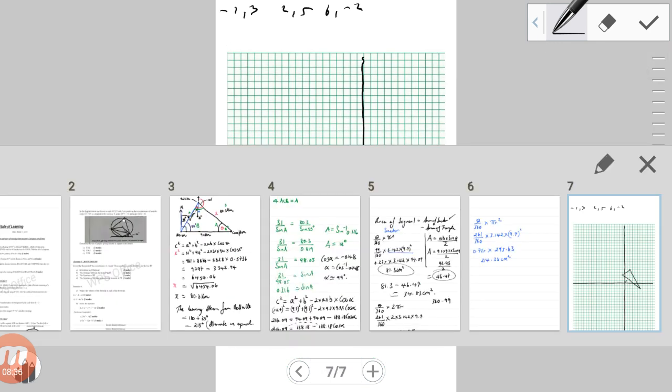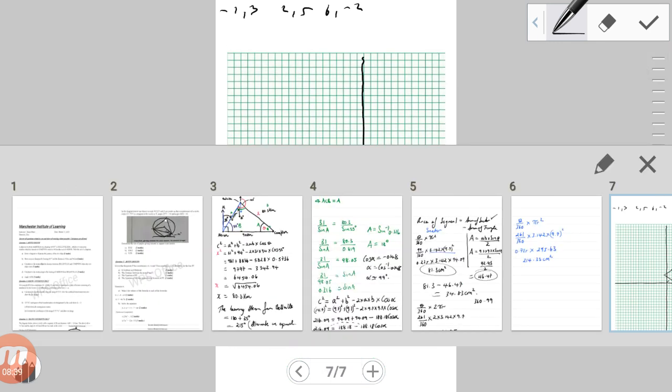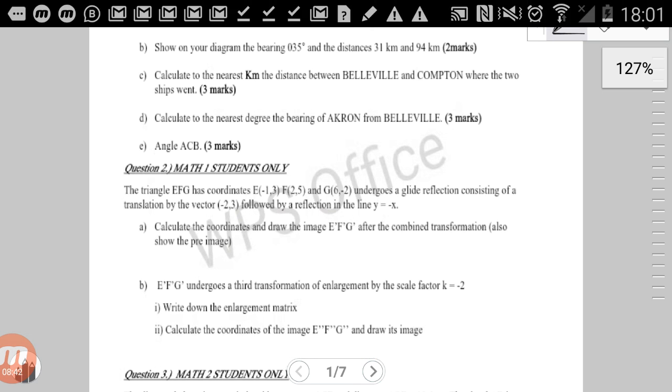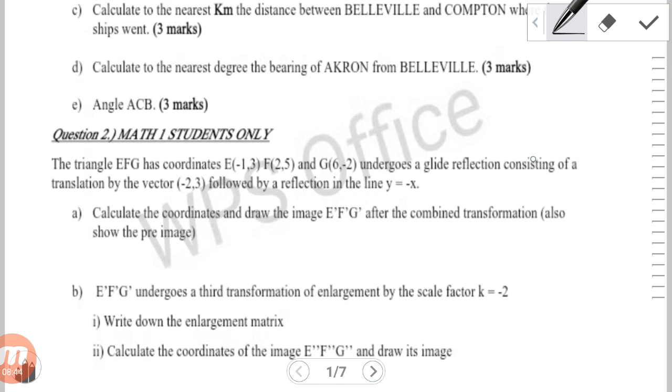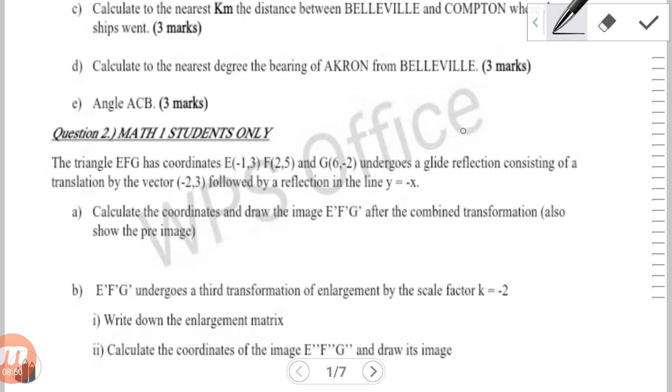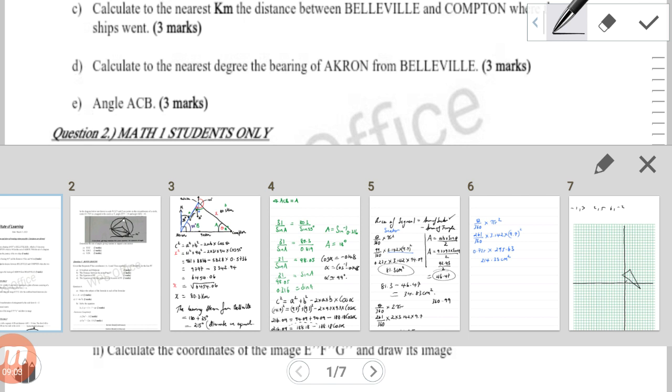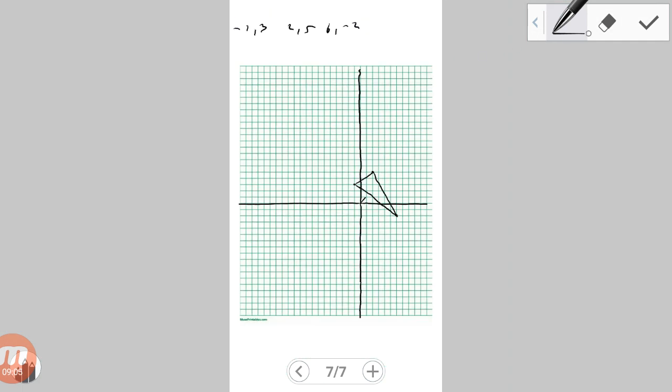Now, according to the question, we have to plot our points. Naturally, that's where we have to start. And after plotting our points, now it says that it undergoes a glide reflection, which is usually a reflection followed by a rotation, vice versa, a reflection followed by a translation, or vice versa, translation followed by a reflection. And so we have to translate the object first. So we have to go to a formula that we should know to be O plus T equal I. So that's object plus translation equals image.